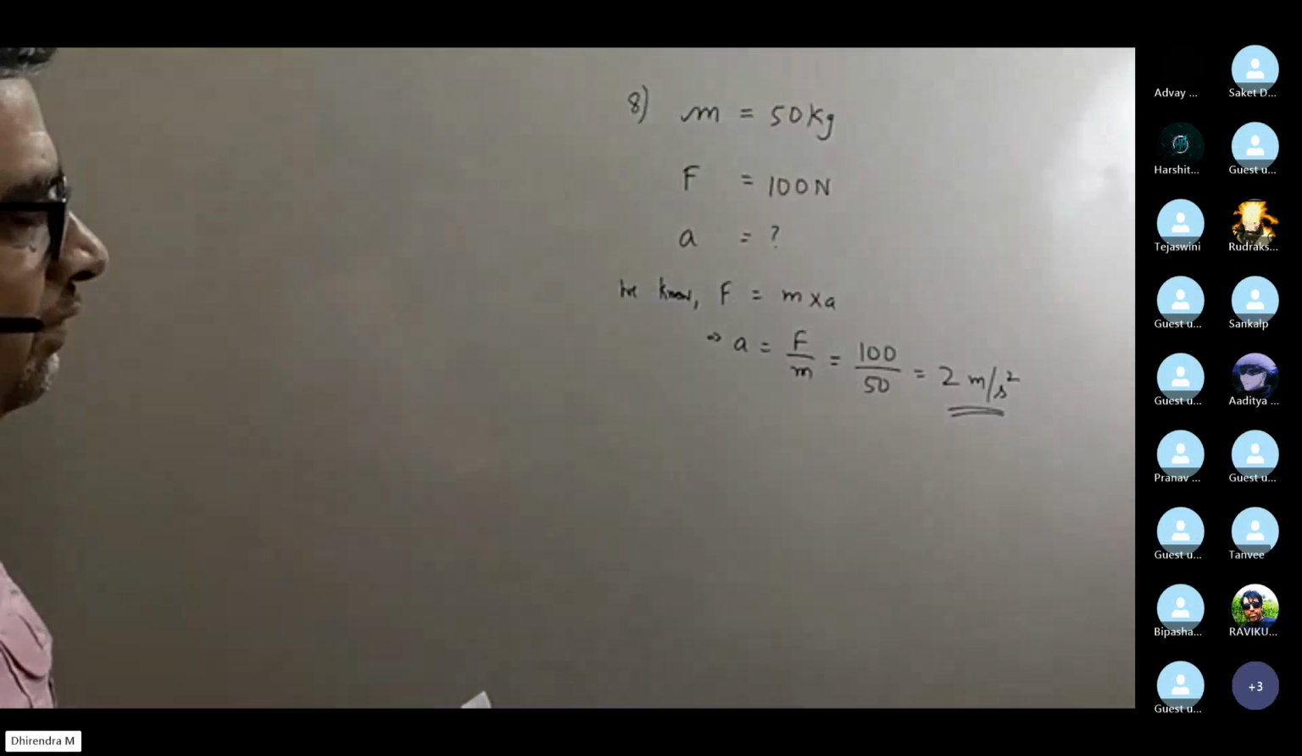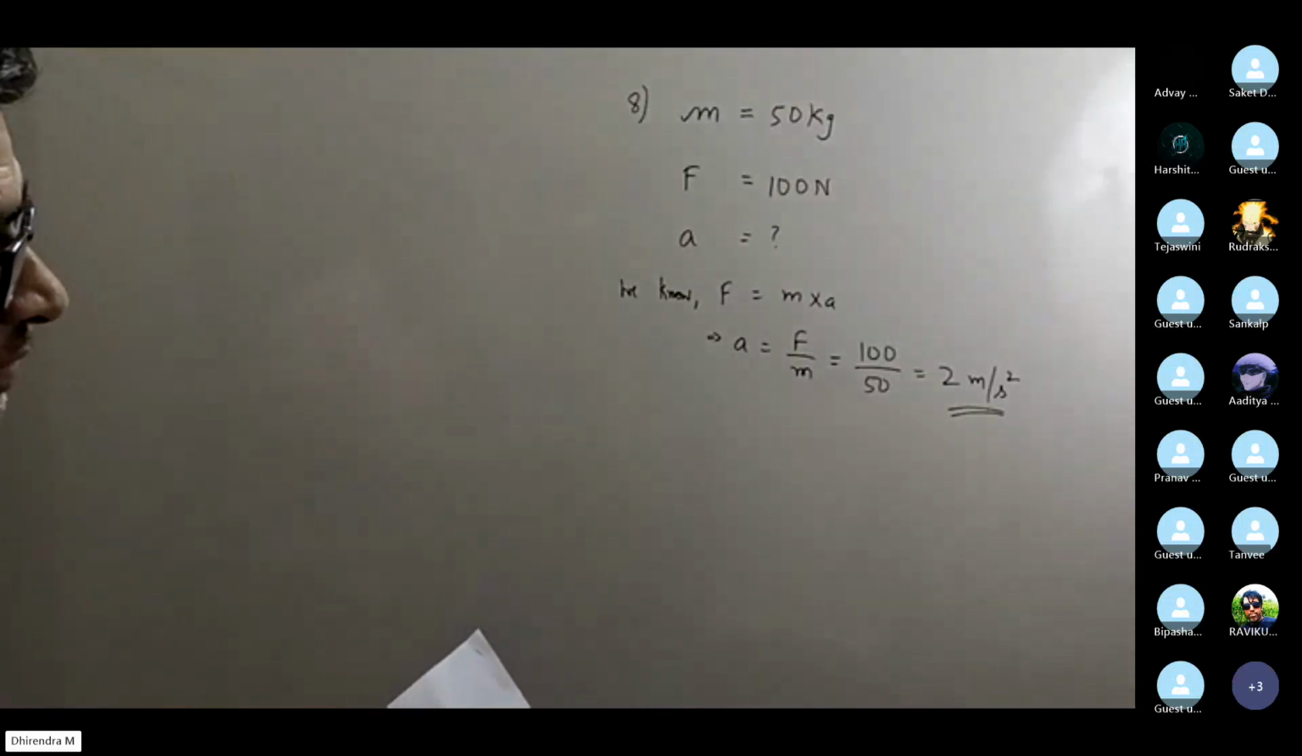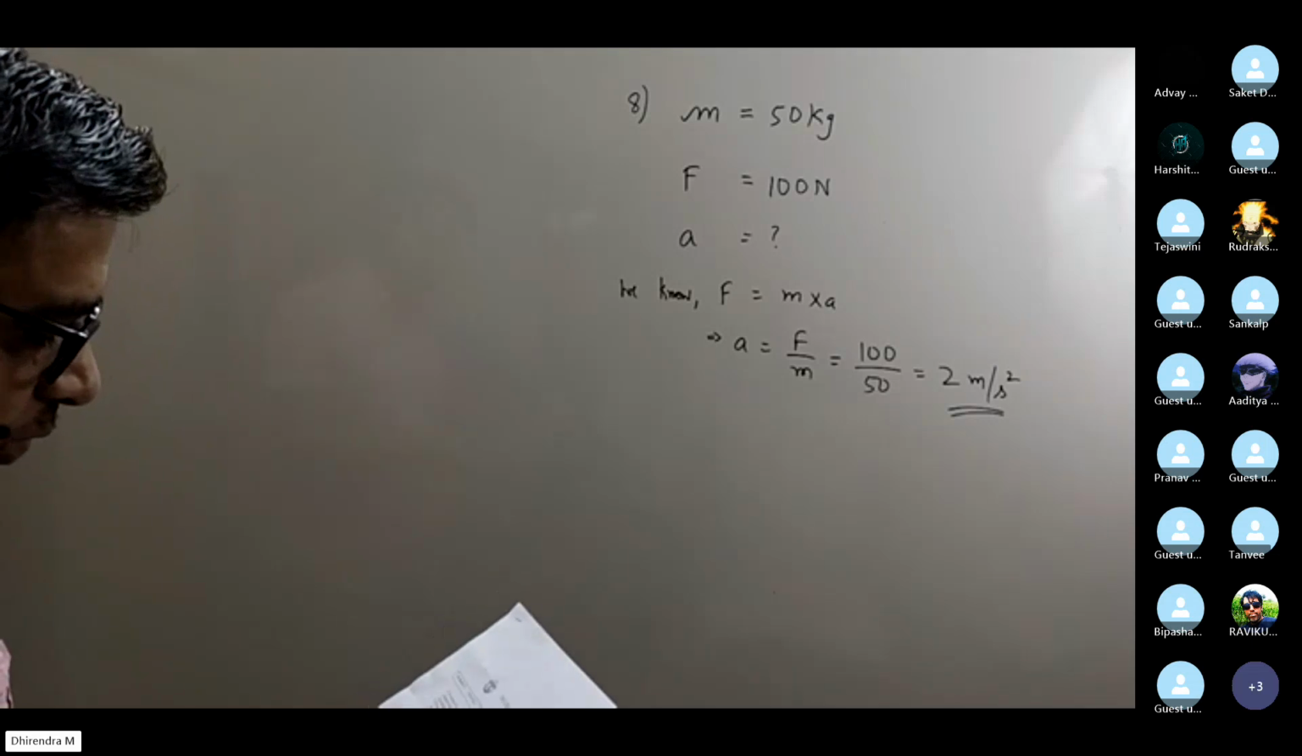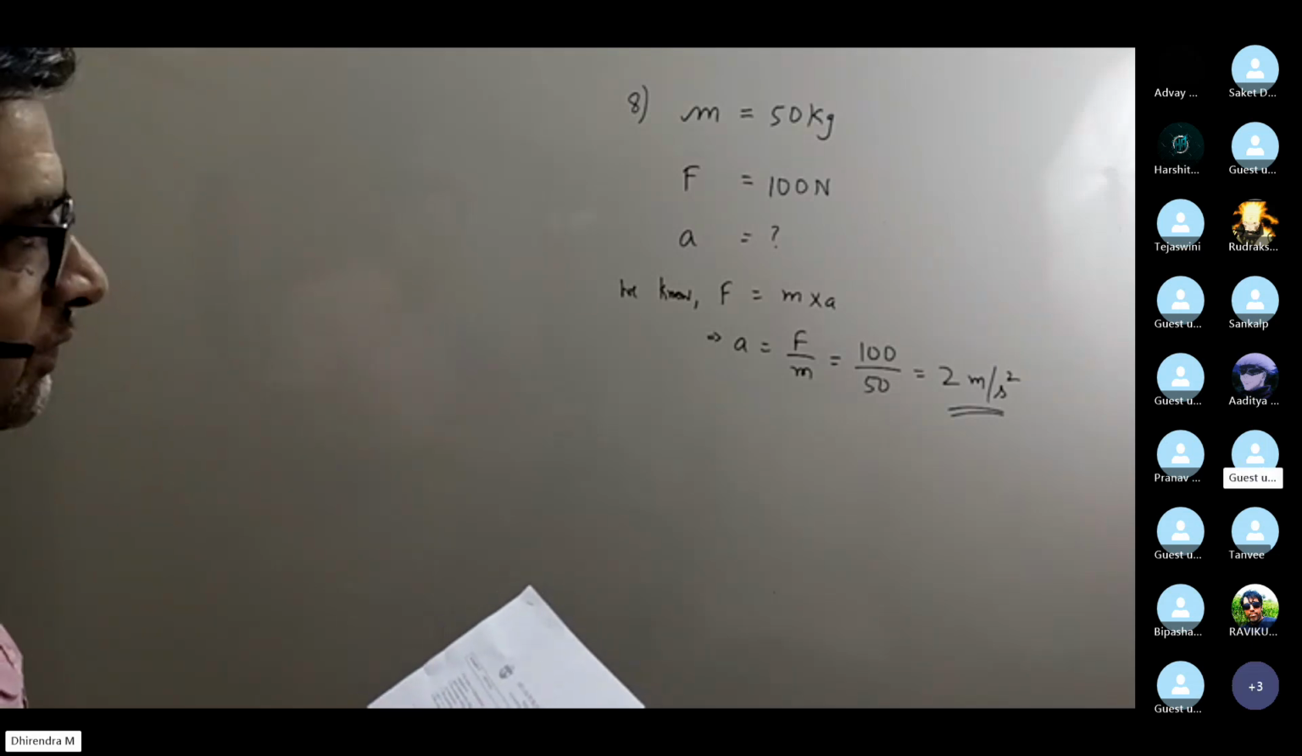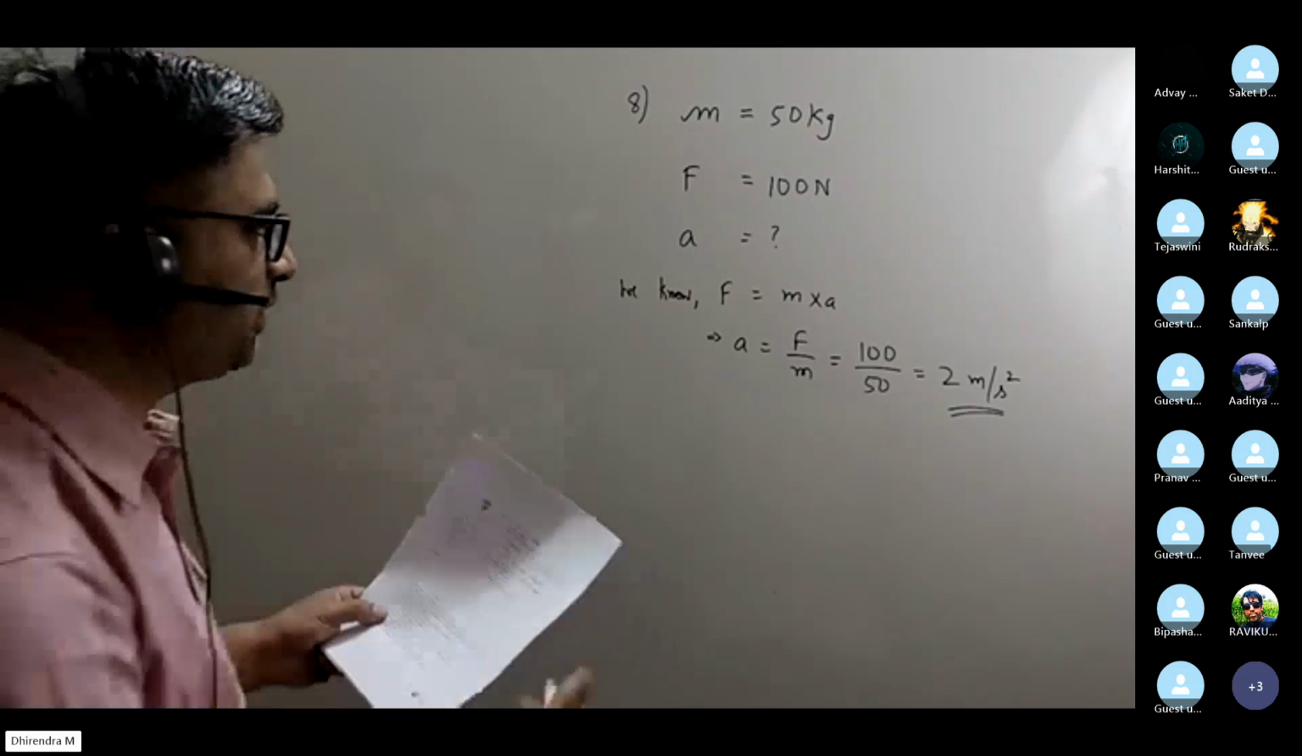Where did 20 come from? 2 meter per second square, no? Have I missed something? How is it 20? No, I think this is right. No, sir, 2 is correct. What would be the acceleration?